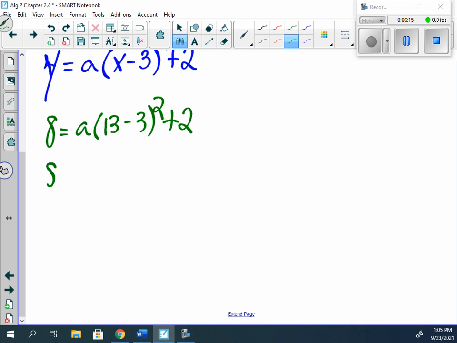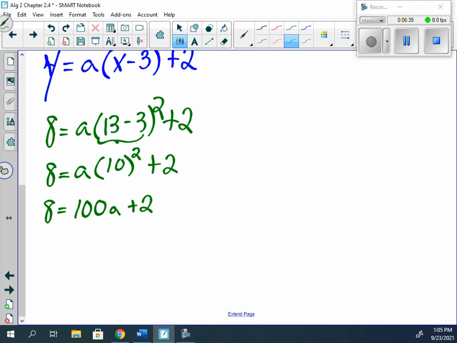Well, the first thing we can do in solving is, well, 13 minus 3, which is 10, squared, plus 2. Well, 10 squared is 100. 100a plus 2.